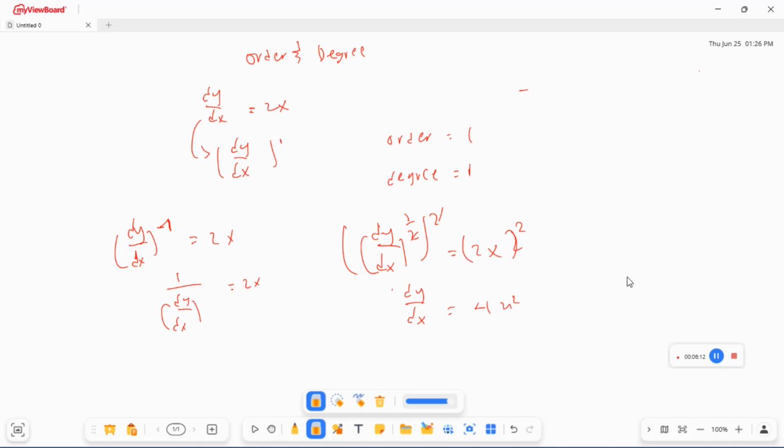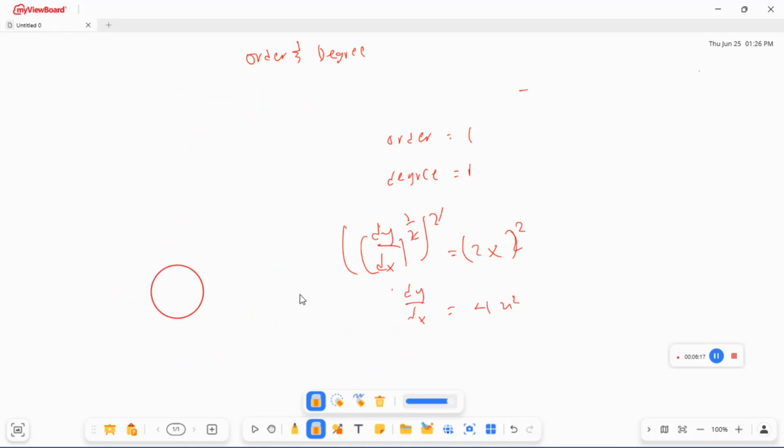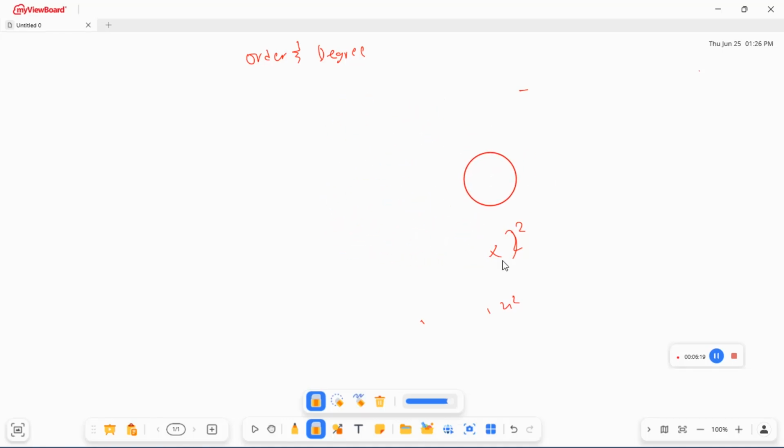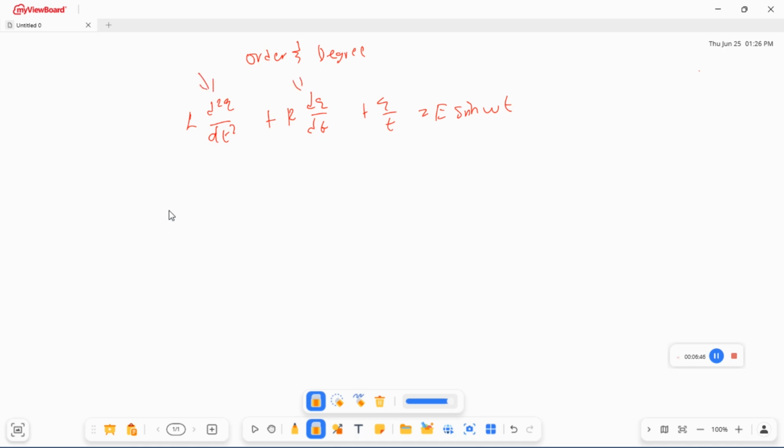So we're going to look at two questions so that we check how we can fish out the order and degree of differential equations. Right. So for an example, we have L d²q/dt² plus R dq/dt plus q/C equal to E sin ωt. Now we have this differential equation, and we know it's a differential equation because it has differential coefficients, right? It has two in this case, this one and this one, as opposed to the first question that we did.